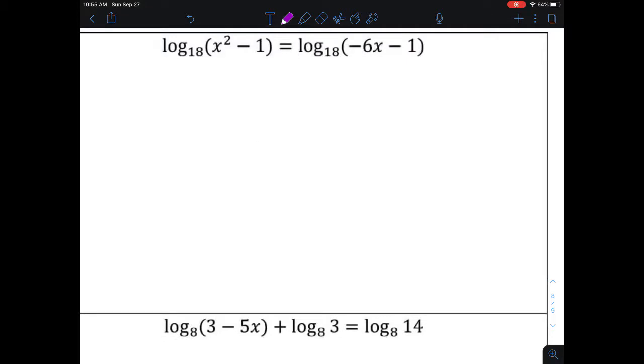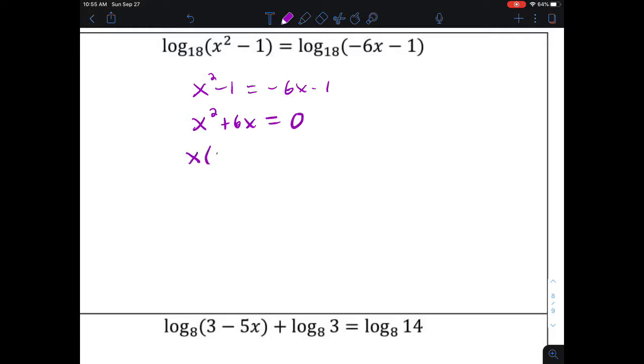So log base 18 of x squared minus 1 equals log base 18 of negative 6x plus 1. We have a similar thing where log base 18 is applied to my whole left, log base 18 is applied to my whole right-hand side. So I really can just set the insides equal and try to solve for x here. Let's get our x's on the same side. We have x squared plus 6x, move the 1 to the right-hand side, equals 0.